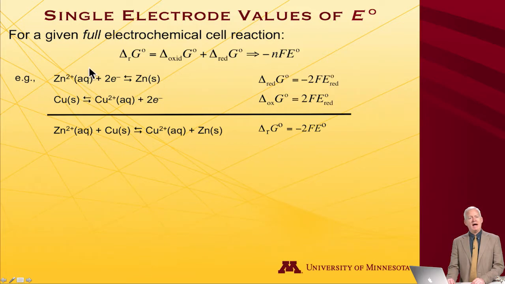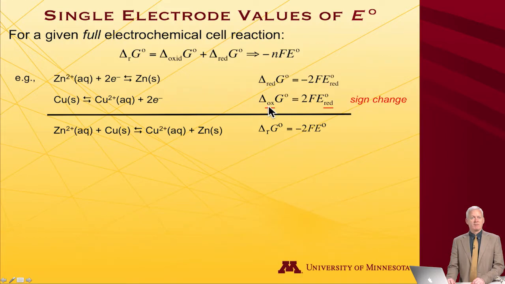So here would be a balanced set of two half reactions, balanced because the electrons cancel out on each of the two sides. When I sum these two equations together, I get the requisite zinc ions plus copper solid in equilibrium with copper ions and zinc solid, and the overall free energy of reaction is going to be equal to, well, this one is written in reduction mode, and so the reduction free energy is minus 2 because it's 2 electrons, F times the standard reduction potential.